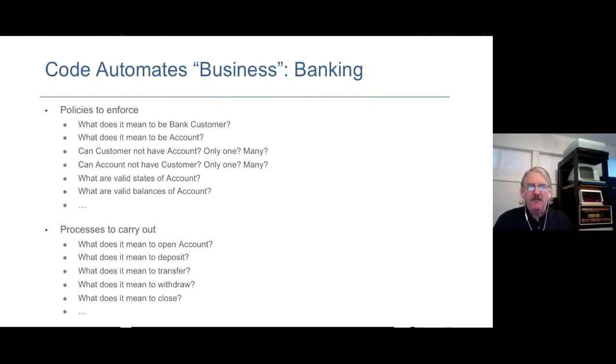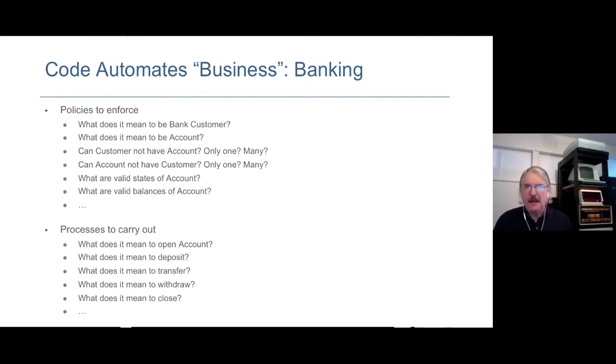Processes to carry out. For example, what does it mean to open an account? What does it mean to put money into an account? What does it mean to take money out of an account? What does it mean to move money from one account to another, etc.? Those are all processes that have semantic to the bank. And again, the reason that banking software exists is to, one, enforce that set of policies, and two, carry out that set of processes to automate the business of banking.